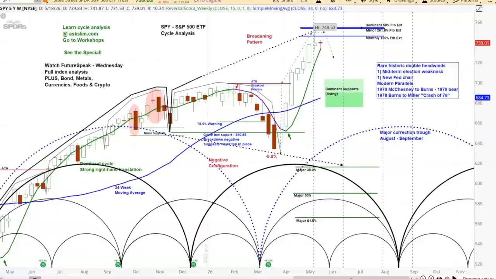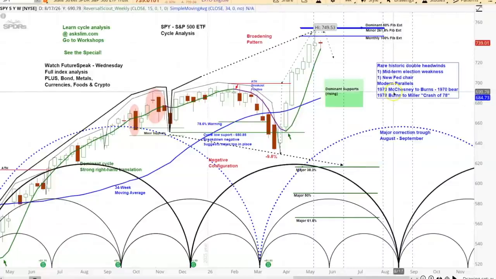The next important thing to look at is this right over here. We're coming up to a rare historic period. In modern history, there's only two parallels, and that is, number one, midterm elections, which almost always bring some significant downside action. I think there's one time in midterm elections in the last 10 when the market actually survived that. And number two, the new Fed chair. So we have those two things together at the same time. That is significant.